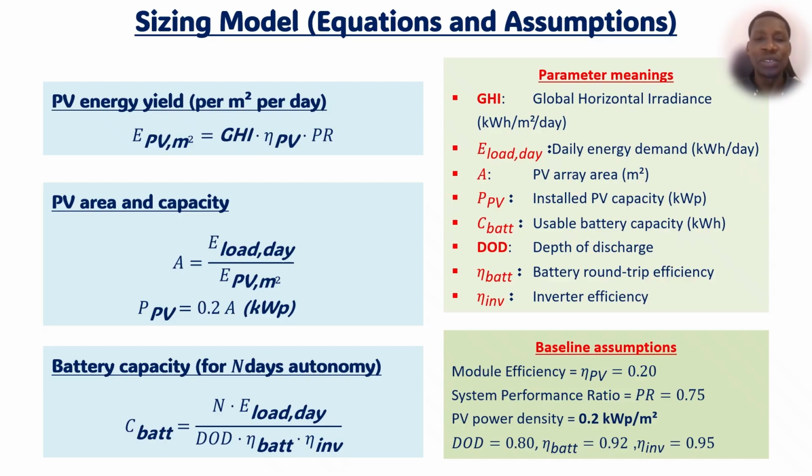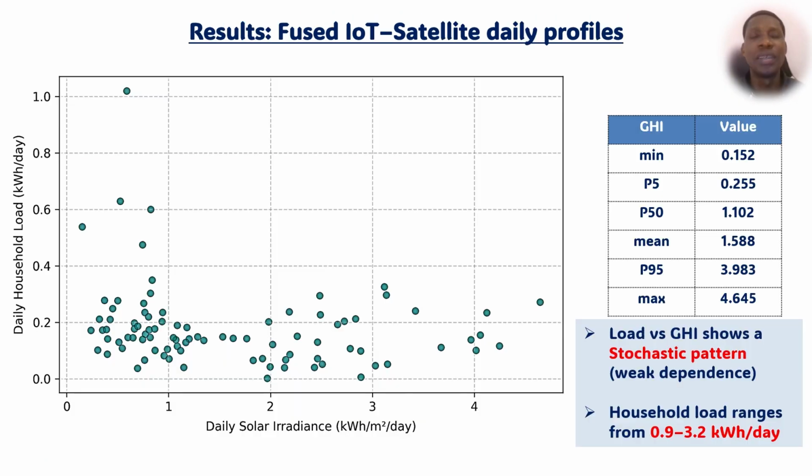The baseline assumptions made in the system model include the module efficiency, which is taken to be 0.2. The system performance ratio is taken to be 0.75. The PV power density is taken to be 0.2 kilowatts per meter squared, the depth of discharge is taken to be 0.8, the battery round trip efficiency is taken to be 0.92, and the inverter efficiency is taken to be 0.95. This plot gives us the result of the fused IoT and satellite daily profile.